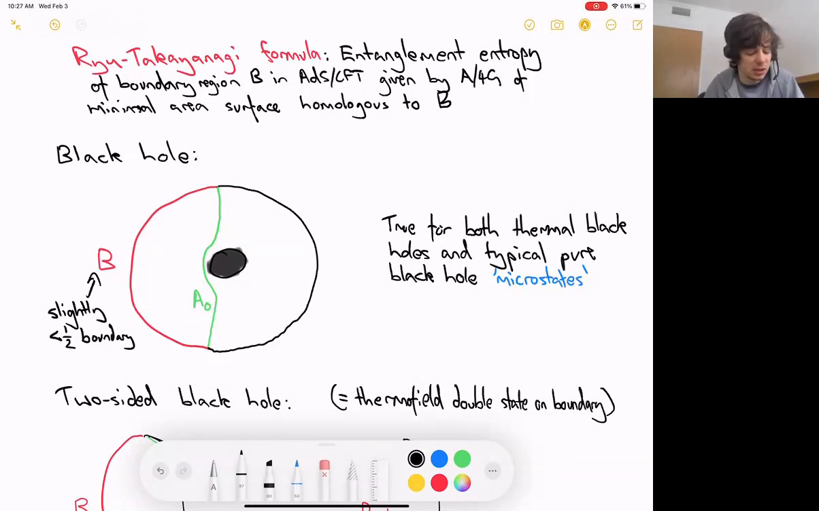So this formula, that the entanglement entropy of B is given by this area A naught divided by 4 times Newton's constant, would be true for sort of many different states. In particular, it's true for sort of a thermal black hole state, but it's also true for some pure black hole state, at least as long as it's a so-called typical black hole microstate. The same formula will apply.